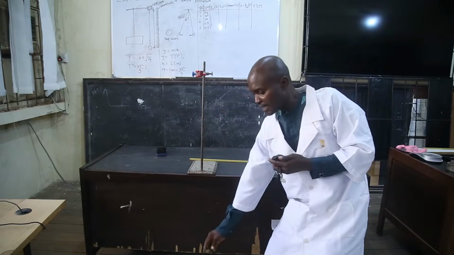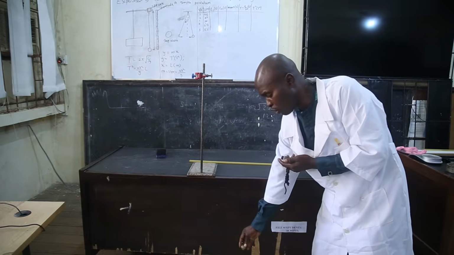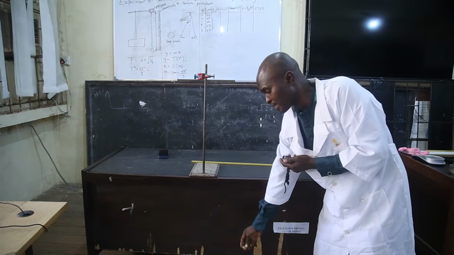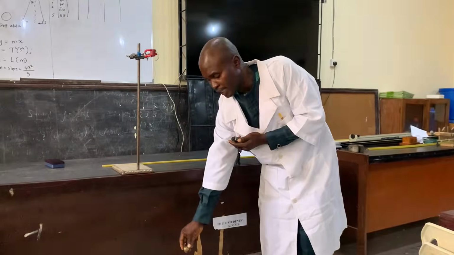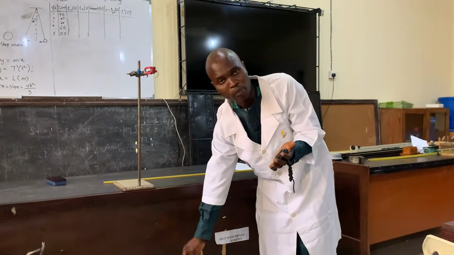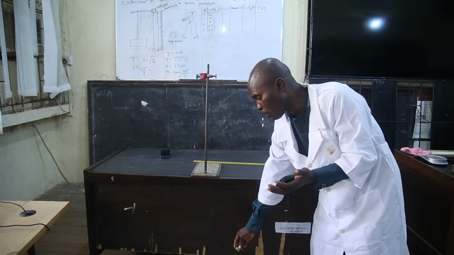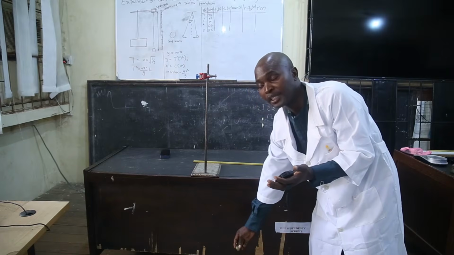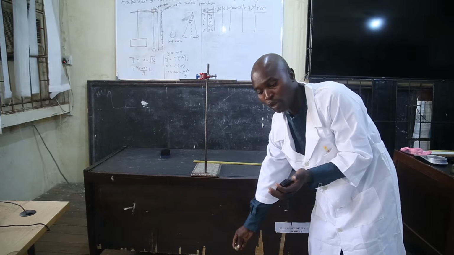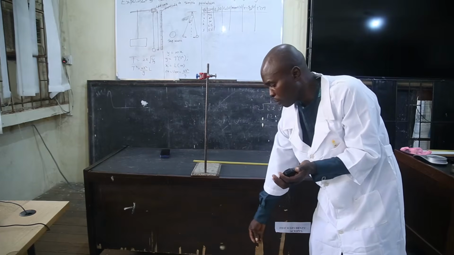You displace your pendulum bob at a certain angle. This is the displacement, and before you start your stopwatch, you displace it. When the bob gets to the maximum, then you press the stopwatch. I release my pendulum bob.